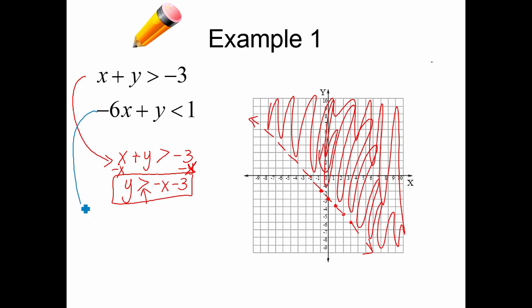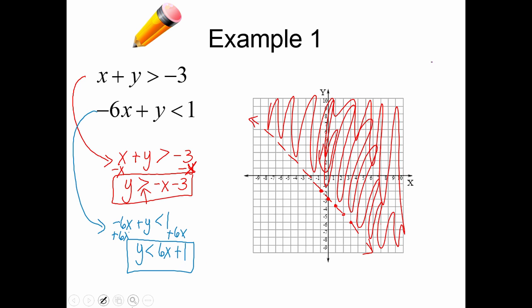We're going to take this one, -6x plus y is less than 1. We're going to add the 6x over to get the y alone. We have y is less than 6x, that's the slope, plus 1, that's the y-intercept, the b. So when we make a picture of that one, we're going to start at 1 on the y-axis and then do a slope of up 6 over 1.